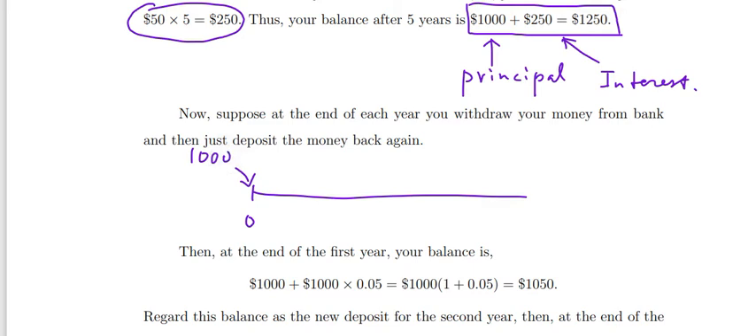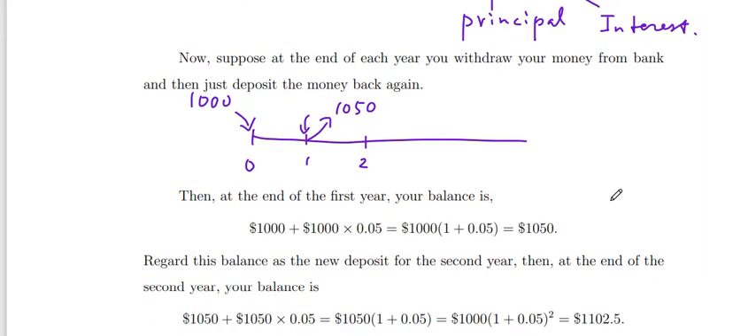So after 1 year, you take it out. It should be 1,000 plus $50, right? But suppose you put this money back. So at the end of the second year, we can regard 1050 as your new deposit.